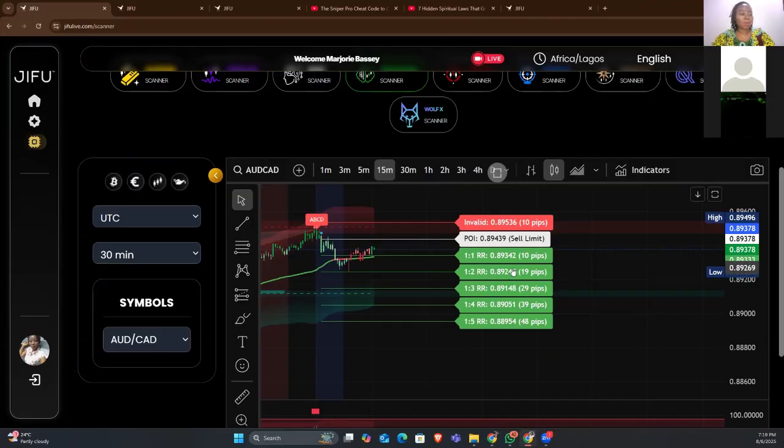So assuming we are going to take this trade now on our MT4, we are going to use the invalidation as SL, the POI as entry, and for our exit, which is TP, we are going to choose 1-to-2 RR. Let's go now to the MT4 to take this trade.